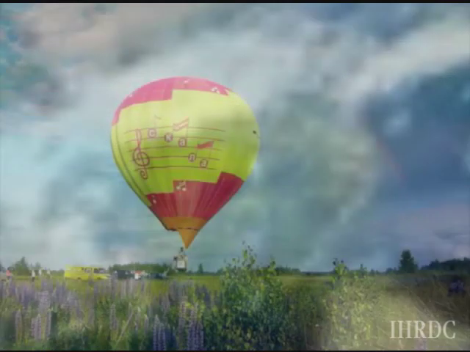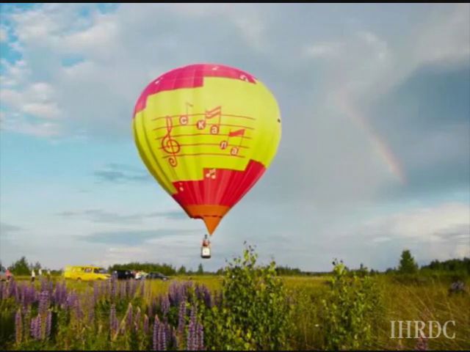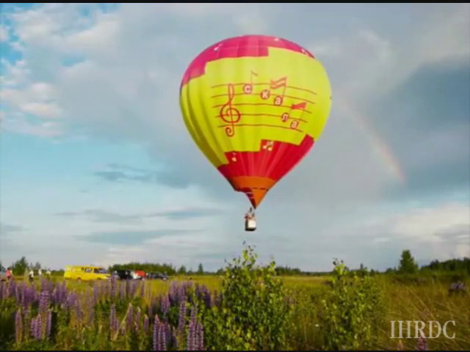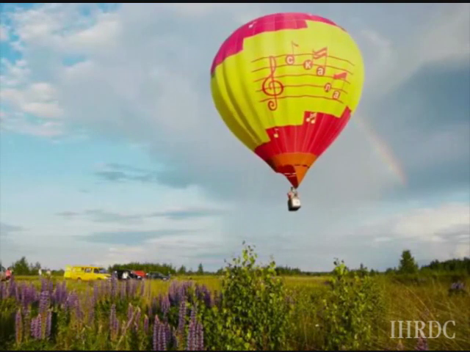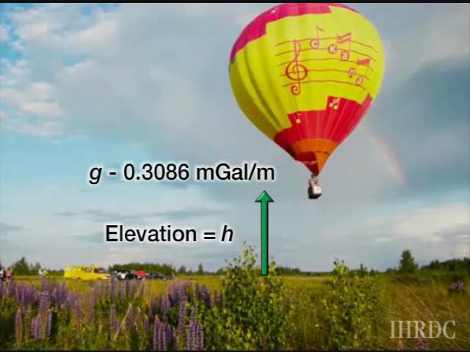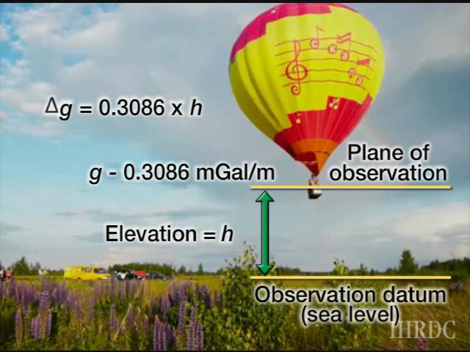Next, we'll look at how elevation changes affect gravity. Intuitively, we would expect gravity to decrease as we move farther from Earth's surface, and therefore farther from Earth's center of mass. In fact, gravity decreases by 0.3086 milligals per meter for every meter in elevation. The elevation h is measured in meters. This calculation does not include any mass between the observation point and an observation datum, usually sea level. We call this gradient the free air correction.